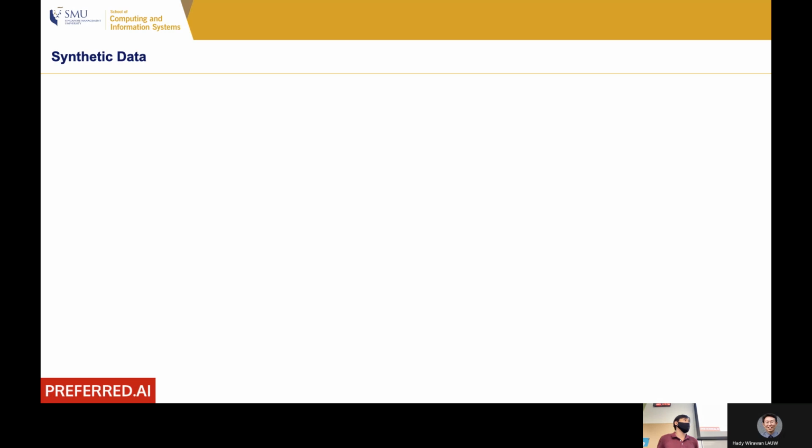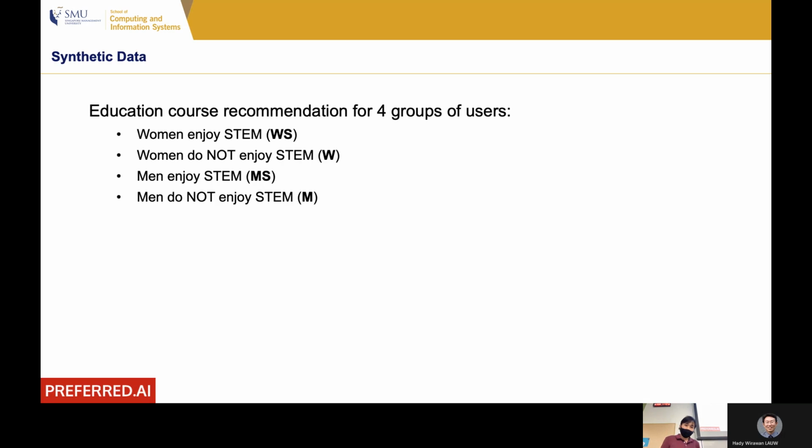Throughout this paper, the first dataset they use is synthetic data. So let me discuss a little bit how they create this synthetic dataset, so that we can better understand why they derive the methods later. Let's suppose that we have the problem of recommending education courses for 4 groups of users. The first group is the women who enjoy STEM courses. STEM is science, technology, engineering, and mathematics, right?